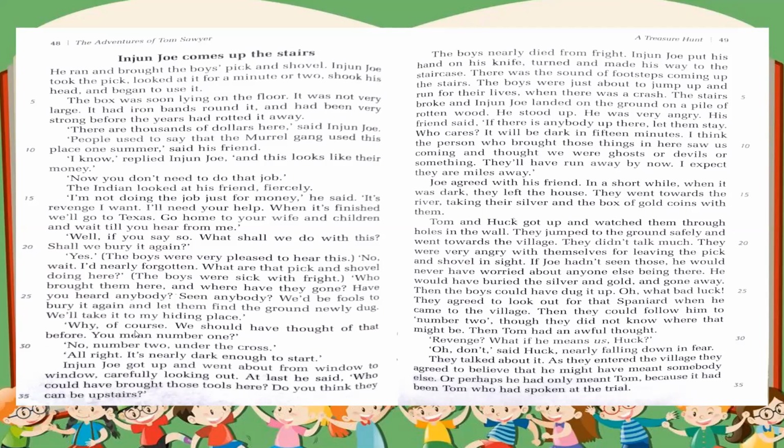Okay, we'll take it to my hiding place. Injun Joe said that they should take the treasure box with them to his hiding place. Now his hiding place, we will get to know where it was and where that secret place was. Of course, we should have thought of that before. You mean number one? So his friend the Spaniard asked, is this number one where we are going to take this treasure? Injun Joe said no, number two, under the cross. Now you must be thinking, what is number one and number two? Do you have any idea what number one and number two are? What are they talking about?